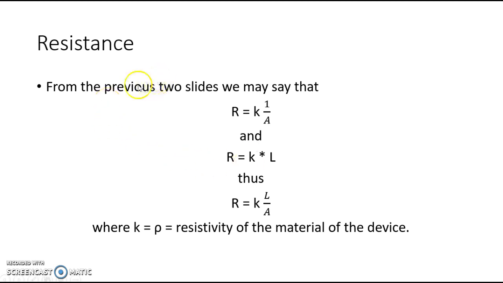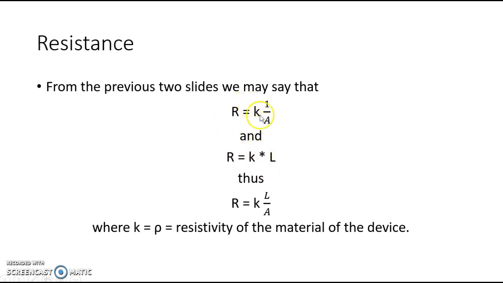So now, given those two pieces of information from the previous 2 slides, we can find the relationship between the resistance and cross-sectional area to be something like this, where R, which is the resistance, is equal to some K times 1 over A, where A is a cross-sectional area, and K is some constant. We don't know what it is. And the relationship between the resistance and the length is therefore equal to K times that length.